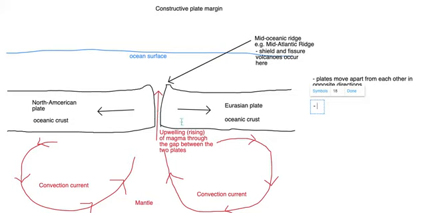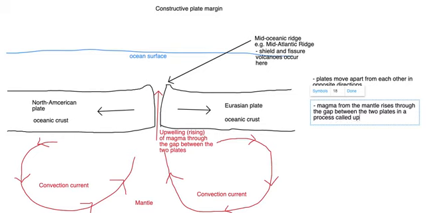As the plates are moving apart, you've got, remember, that upwelling of magma filling the gap. So we can say magma from the mantle rises through the gap between the two plates in a process called upwelling.